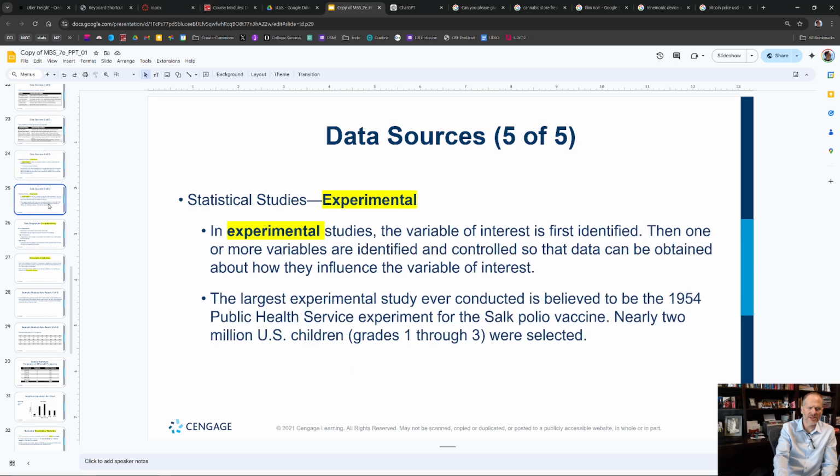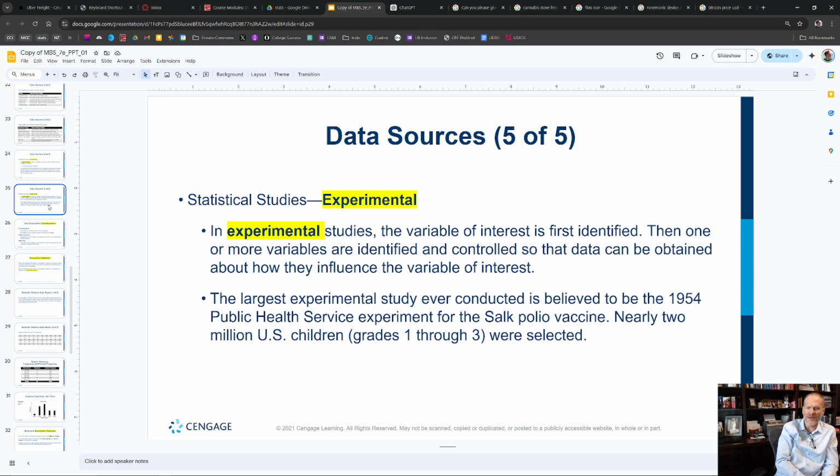So that's an observational study. That's one way to get data. An experimental study is where the variable of interest is first identified, and then one or more variables are identified and controlled so that data can be obtained about how they influence the variable of interest. The largest experimental study ever conducted is believed to be a 1954 Public Health Service experiment.